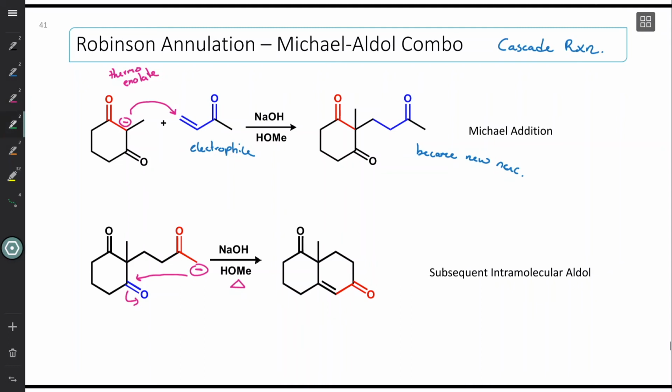So without heat, you would stop at the aldol addition product, which is this. Right, so this would be just aldol addition.